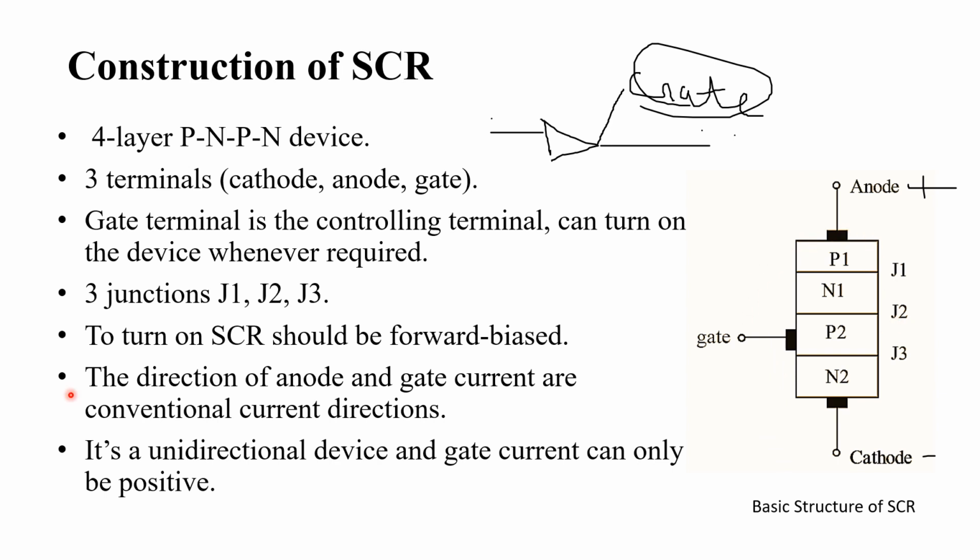Next point, the direction of anode and gate current are conventional current directions. Conventional current is the direction of flow of positively charged particles. That means both will be positive in simple terms. So the previous point is covered in the last point. It's a unidirectional device and gate current can only be positive. The current will be flowing in only one direction and hence it is called a unidirectional device. And as said earlier, gate current can only be positive. It can't be negative.